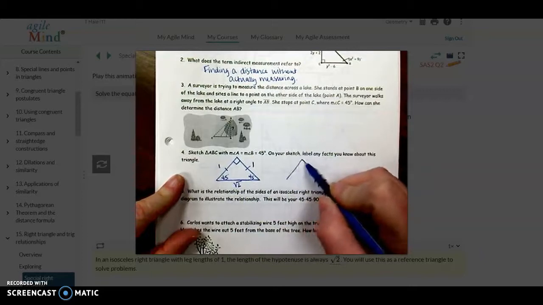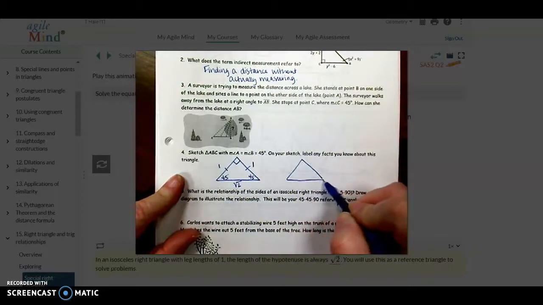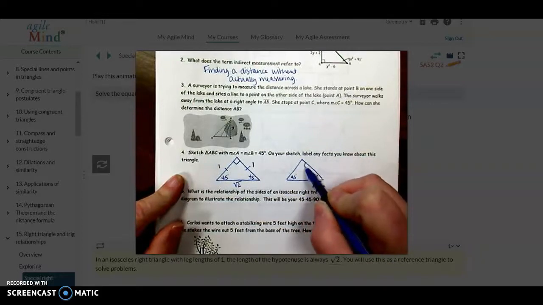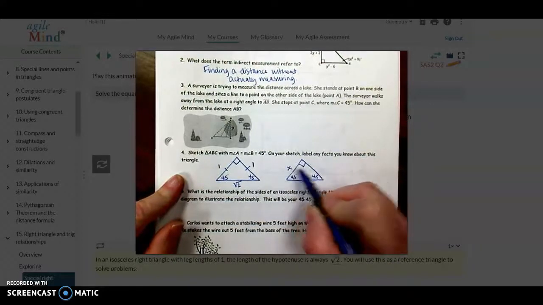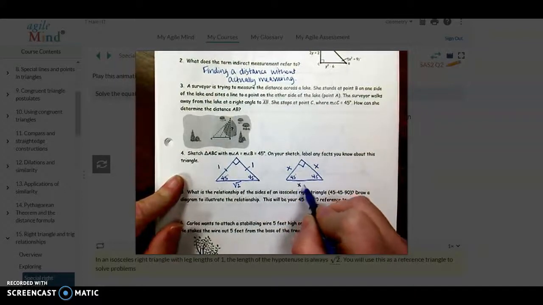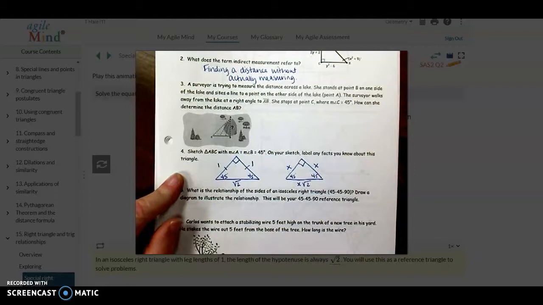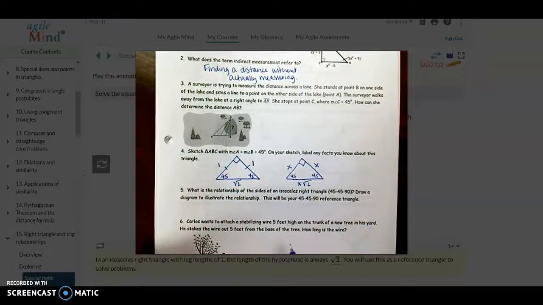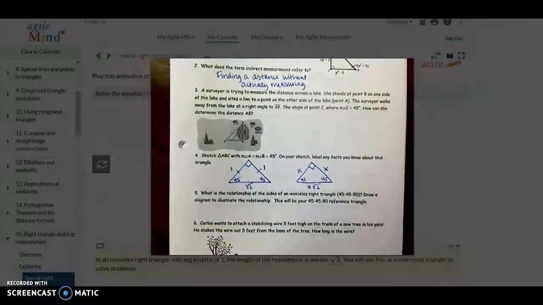Another way that you'll see the reference triangle referred to, instead of using 1s, is using x's. And so labeling the legs as x means the hypotenuse would be x times the square root of 2. Just meaning whatever that number is, that's what's going to be in front of the square root of 2 for my hypotenuse.